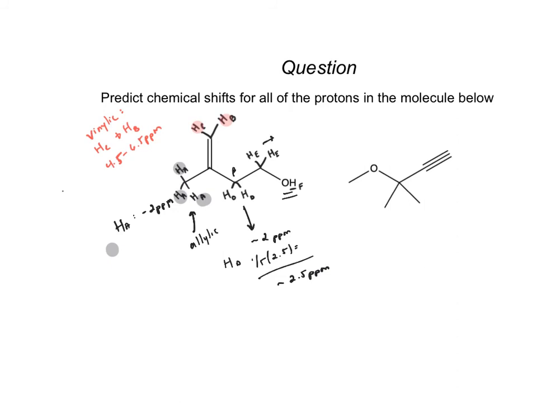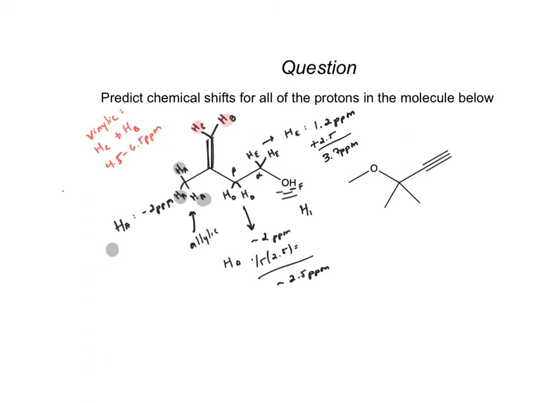Now that we've moved out to HE, we're no longer feeling the diamagnetic anisotropy effect, right? We're no longer feeling the pi electrons in this double bond, but we are now feeling the inductive effects of the alcohol group. So we're alpha to the alcohol at this point in time. Again, HE would normally be at 1.2, but because we're alpha to the alcohol, we're going to add 2.5 to that. And so we would expect to find these guys at about 3.7.